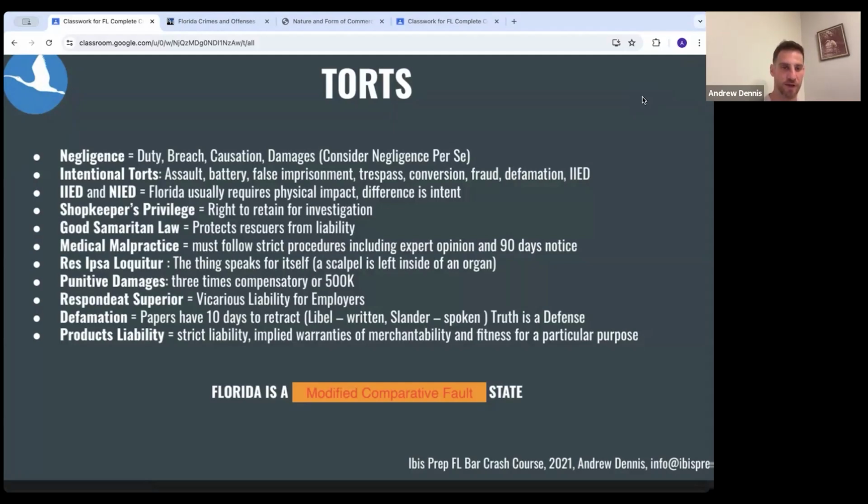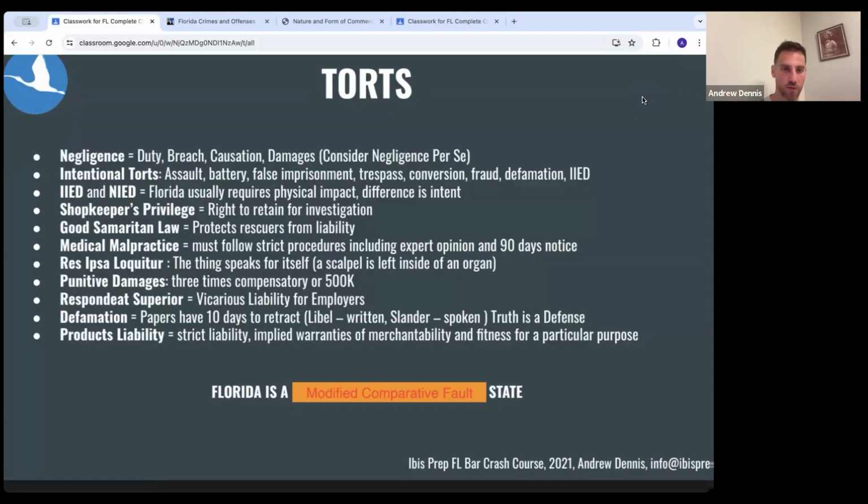liability. Medical malpractice, so you must follow strict procedures, including expert opinion and 90 days notice, meaning that you have to get an expert or third party to verify that you have a valid claim, and then you have to give them 90 days notice, and the doctor could choose either arbitration or mediation, and there's a limitation on the actual damages that they are entitled to.